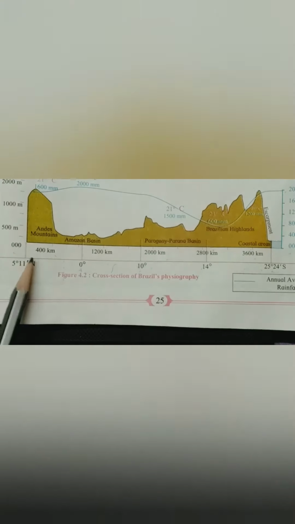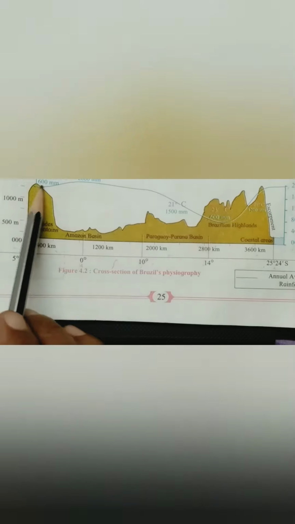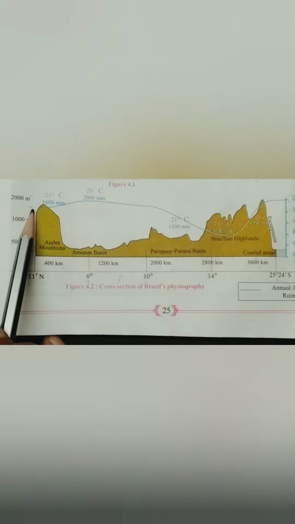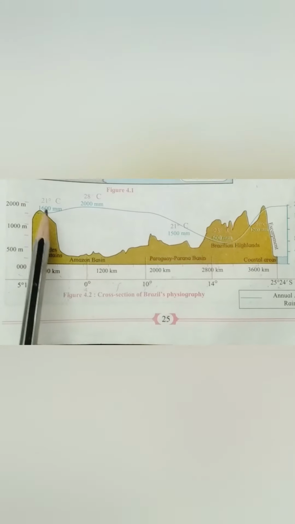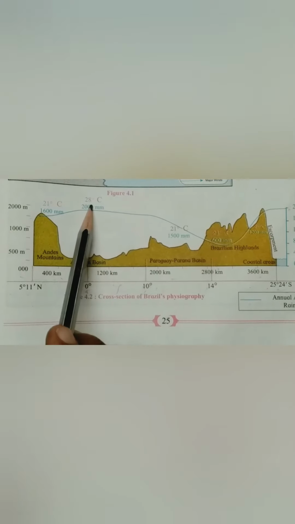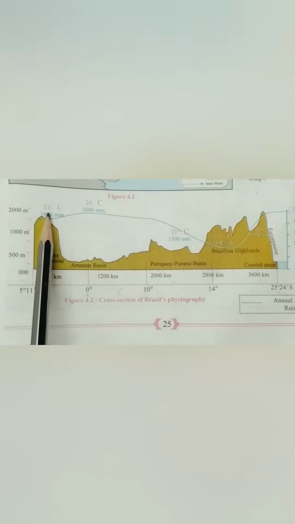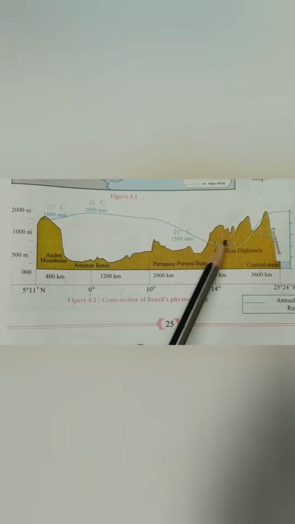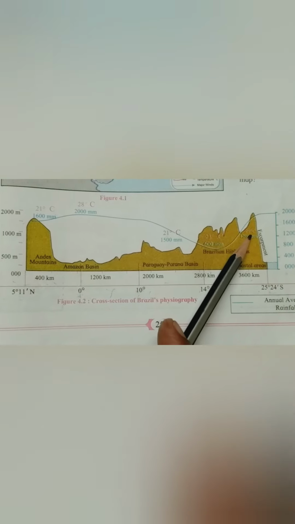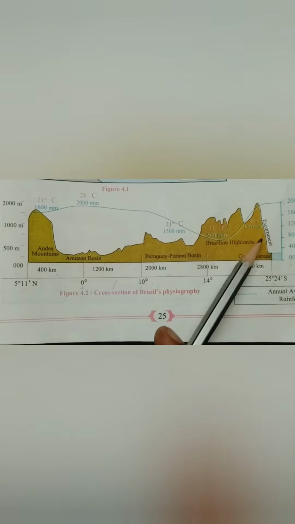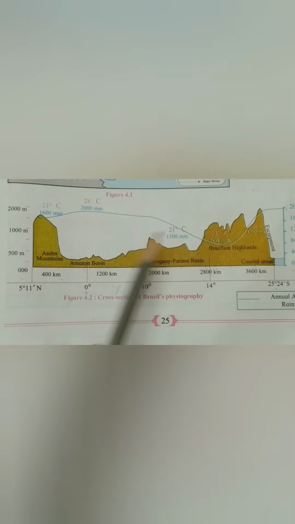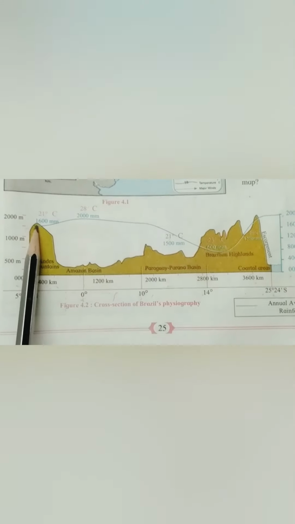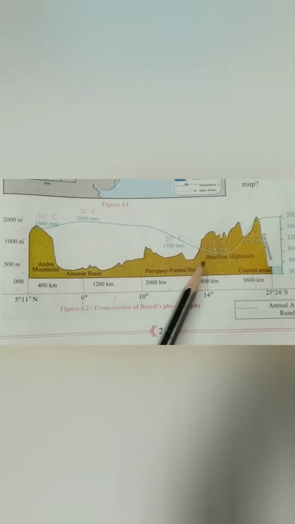Then we have this blue line, which shows the average annual rainfall. Thirdly, we have the red figures. They show the temperature in Celsius: 21 degrees Celsius, 28 degrees Celsius, 21 degrees Celsius, 23, and 20, and 27 degrees Celsius. So Brazil's temperature is from 21 to 28 degrees Celsius.